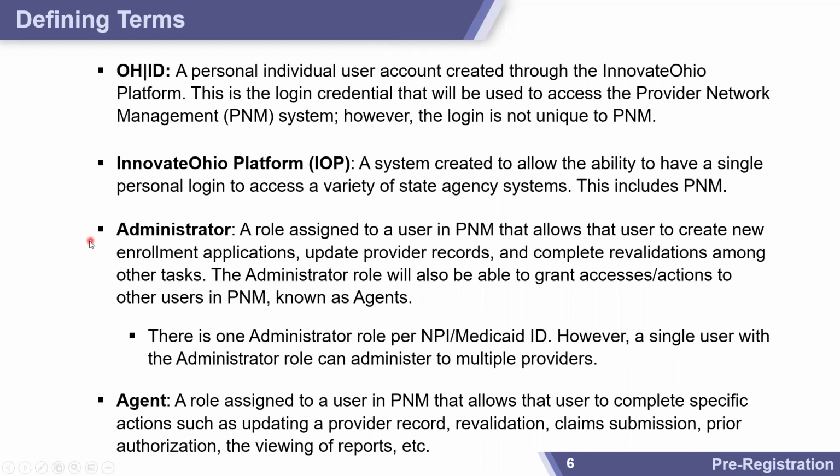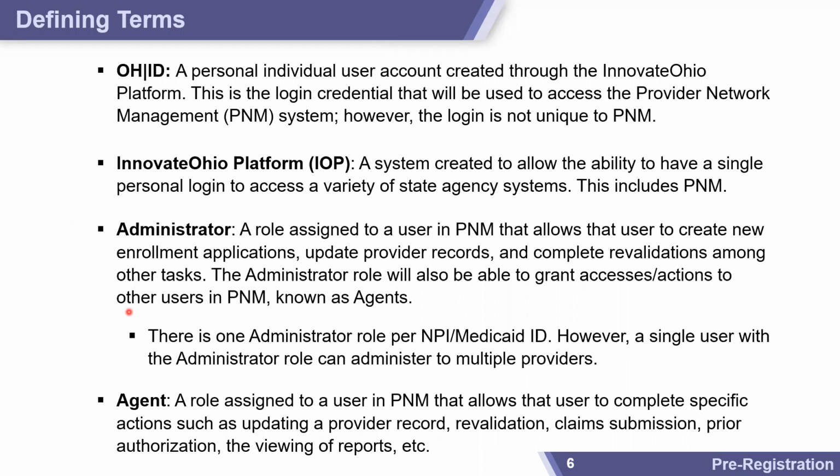So starting first with the administrator role, that's a role assigned to a user in P&M who's really the main person in control, the one that's going to have the most access to the provider's information, the ability to complete whatever needs to be done for the provider record. The administrator also has the ability to create new enrollment applications, newly enrolling providers in Medicaid, as well as updating provider records, completing revalidations, and also setting up other users, which are known as agents, and we'll talk about in a second, but setting up those other users for access and the ability to complete functions within the P&M system.